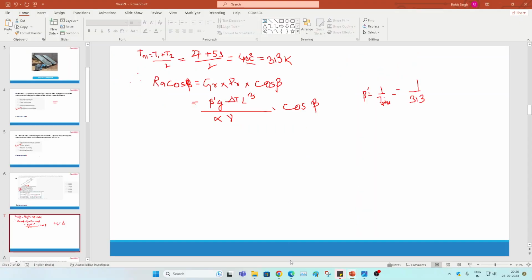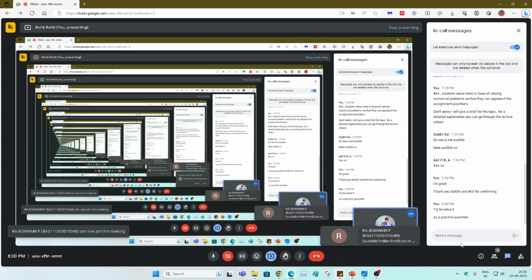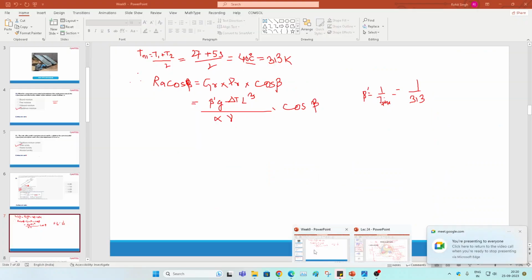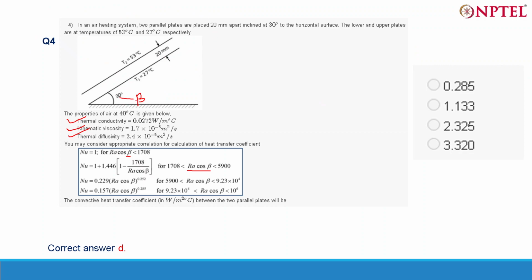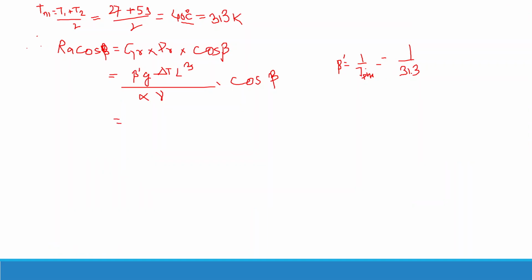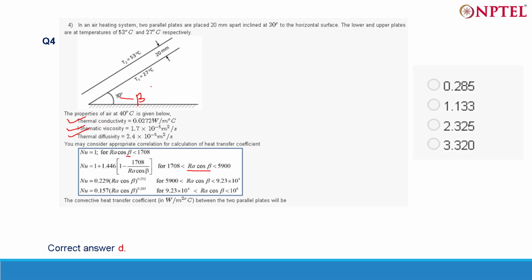Okay, so I was trying to solve the numerical questions from the assignment, so you guys can know how to approach a question and solve it. We identified beta, we identified Tm, and at 40 degrees C we have the property values. So we are now calculating Ra cos beta. You know beta dash is 1 upon 313. You know g is 9.81, acceleration due to gravity. Del T is also known. How much is del T? It is the temperature difference between the two plates, 53 and 27.